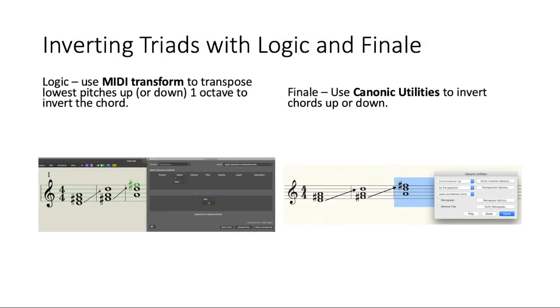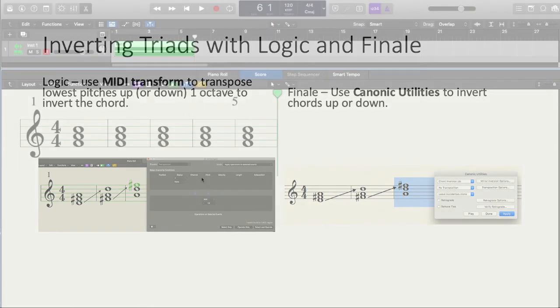We can invert triads with Logic and Finale. In Logic, we use the MIDI transform tool to transpose the lowest pitches up or down 1 octave to invert the chord.